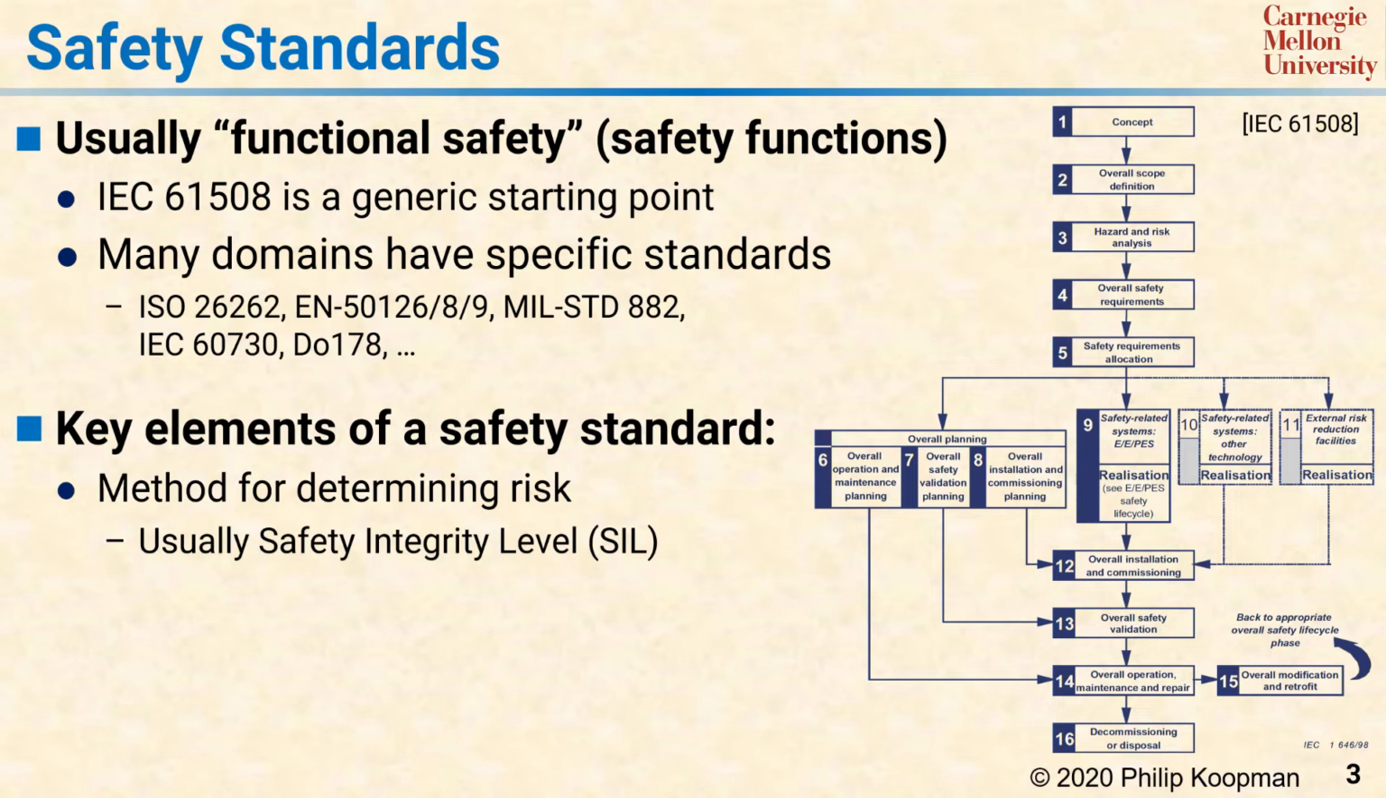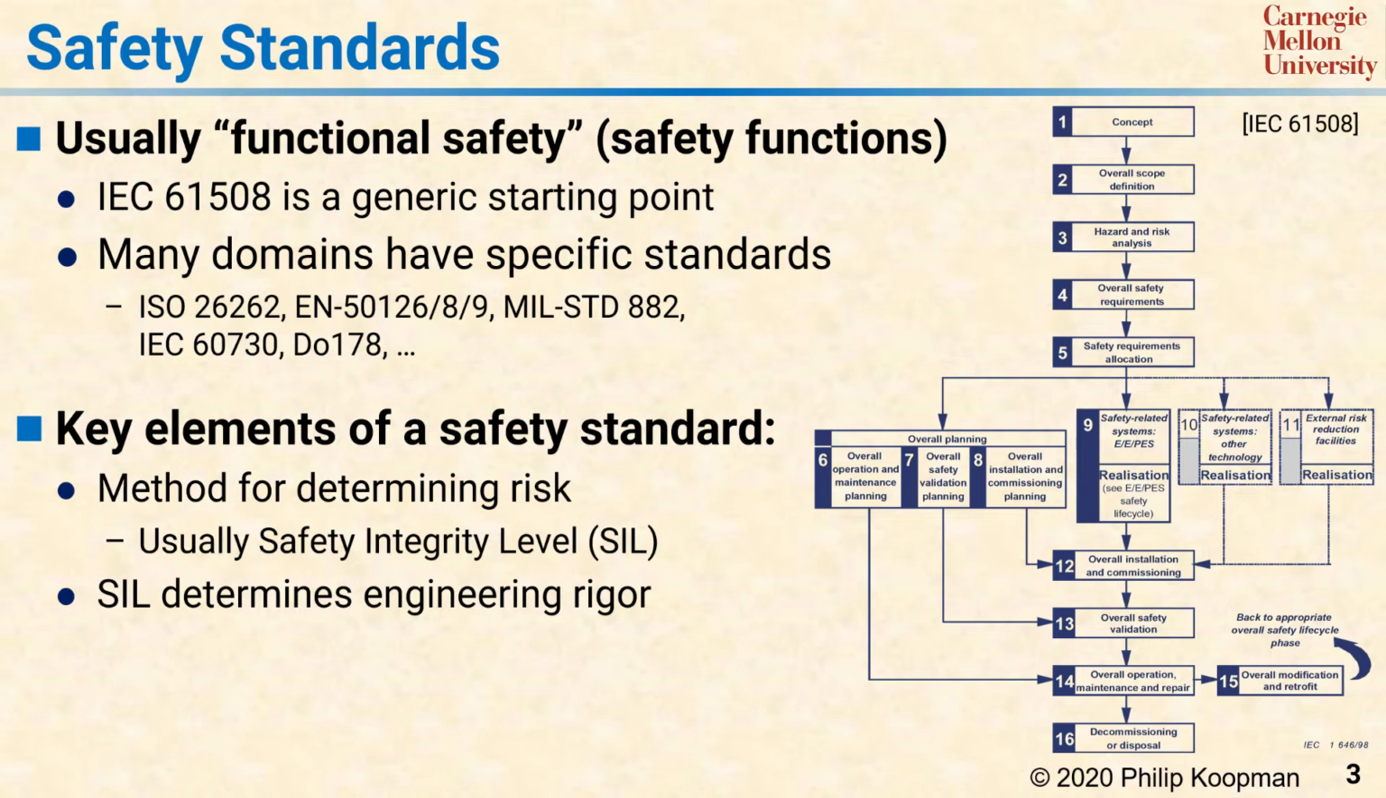For example, in 61508, a mishap that might result in multiple fatalities or the destruction of a chemical processing plant would be rated SIL 4, whereas a mishap that is quite minor might only be SIL 1. The SIL, in turn, determines the level of engineering rigor required for analyzing and designing the system.